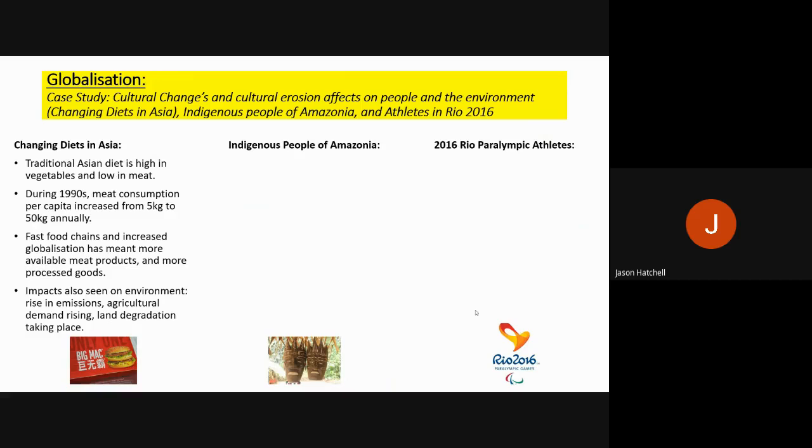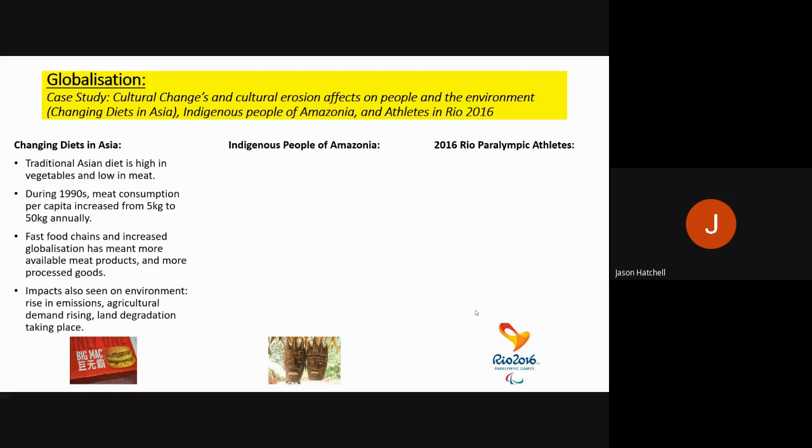Impacts have also been seen in the environment, such as a rise in emissions due to more manufacturing taking place and higher meat production. Agricultural demand has also risen as people demand more varied diets, and land degradation, therefore, has also taken place because more land is needed for cattle farming as well as traditional vegetable farming.